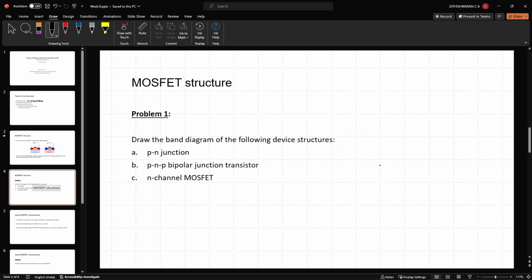This brings us to our first problem. The first problem is to draw the band diagram of the following device structures. When I refer to band diagram here, we are not essentially talking about the E-k relation. This is not the dispersion relation.